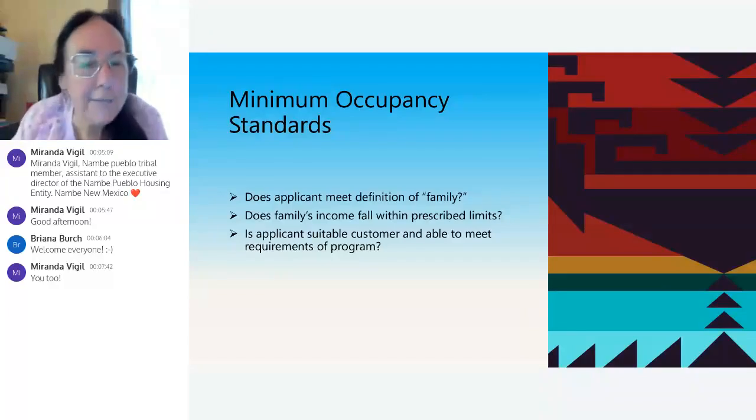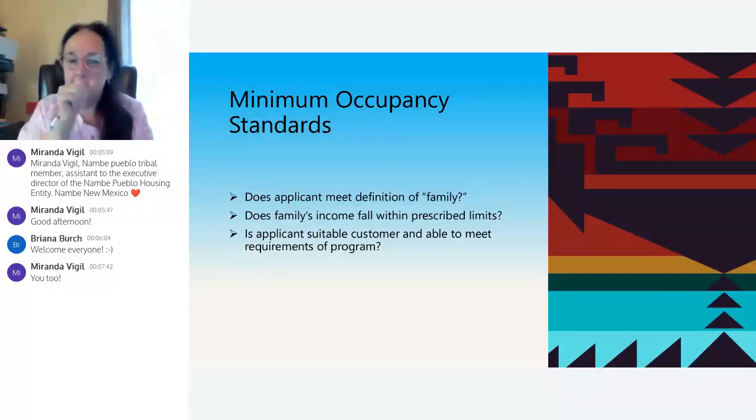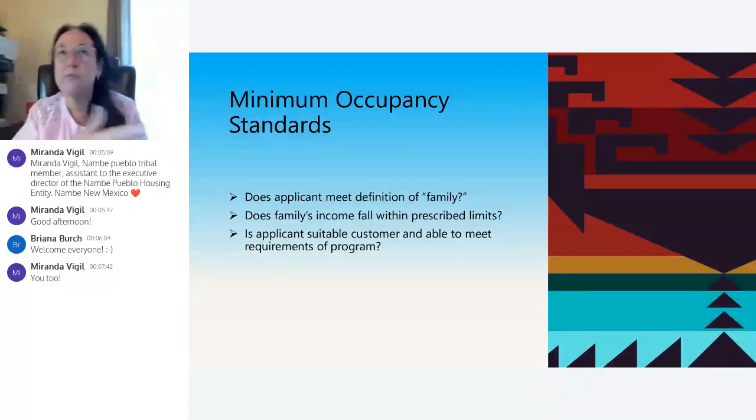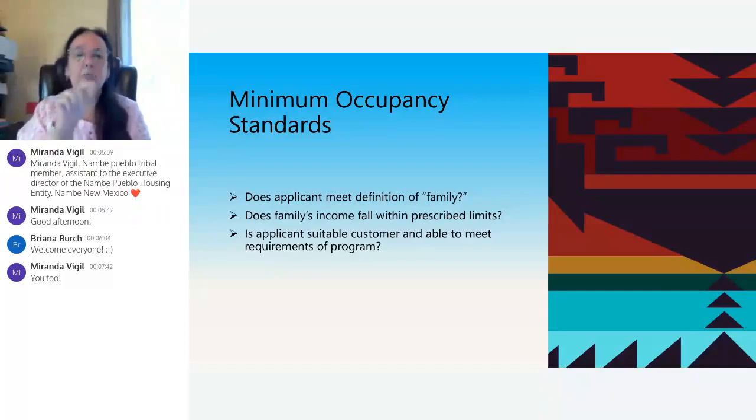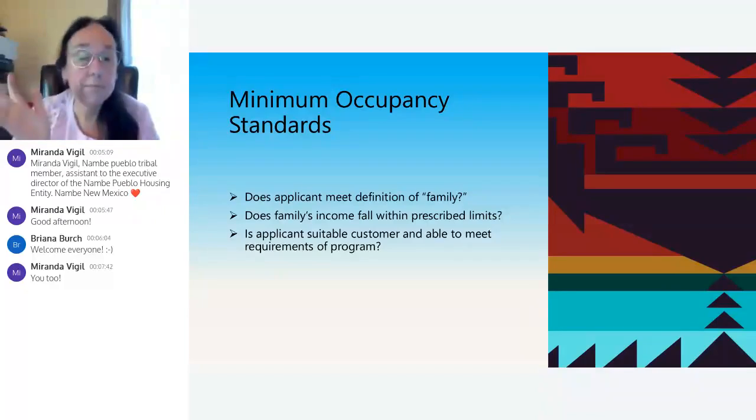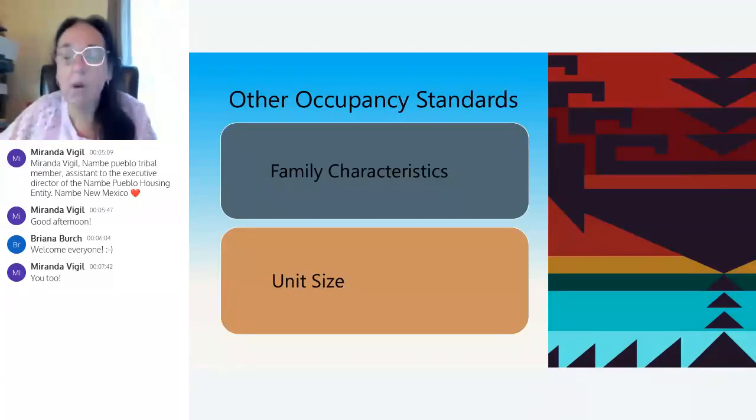So our minimum occupancy standards. First of all, does your applicant meet the definition of a family? Does the family's income fall within the income limits you have set for that particular program? Remember, you can't charge them over 30%. I shouldn't say no matter what. If they're 80% or below of median income, you are not allowed to charge them over 30% of their adjusted income. And then you have to decide, is that applicant suitable for your program? Can they meet the requirements of whatever you are offering?